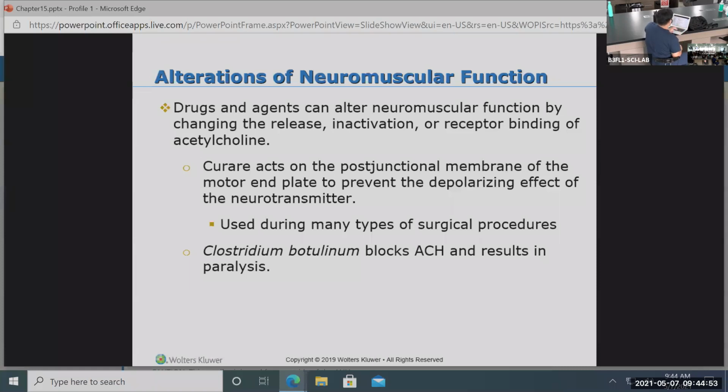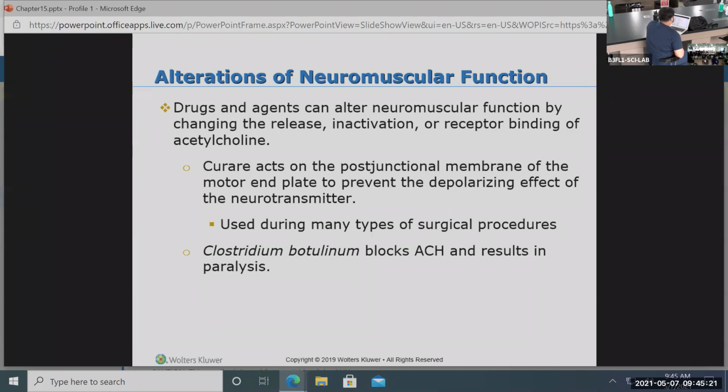That's what it says, used during many types of surgical procedures to relax the muscle. The surgeon needs help, so they ask the anesthetist, can you increase the dose of Curare? But they cannot give too much. Otherwise, if they give too much, it causes a problem for the anesthetist, so it will be hard for them to revive the patient after anesthesia.